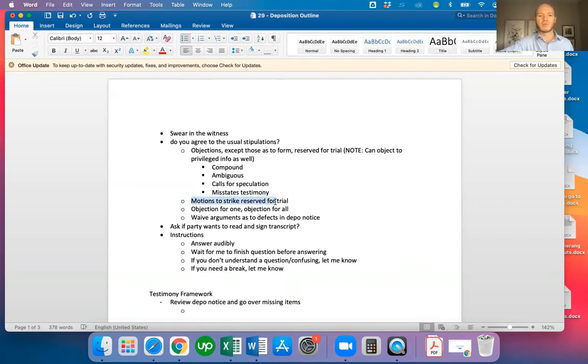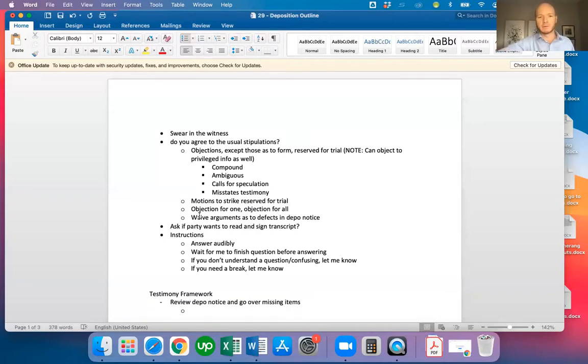And then motions to strike are reserved for trial. So those aren't necessary during a deposition. Objection for one is an objection for all. That's not particularly relevant during a divorce case because there's usually just two lawyers, two parties. But if there's 6 parties to a case and one of the lawyers objects, every lawyer doesn't have to object. One lawyer objecting preserves the objection for everybody.